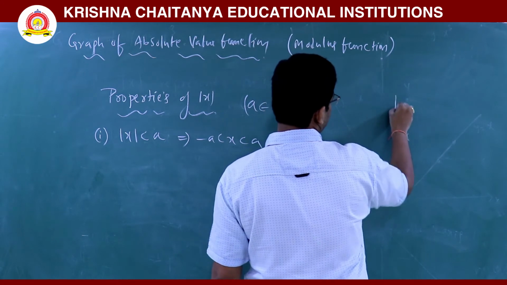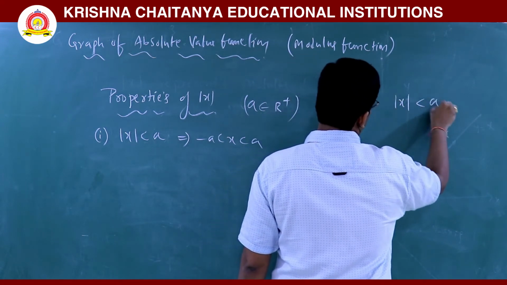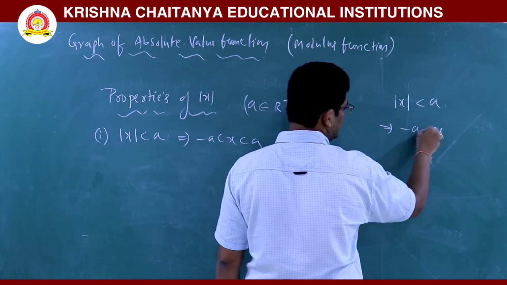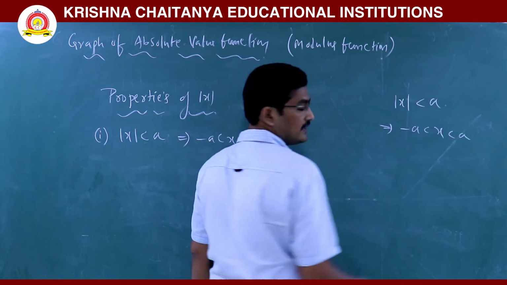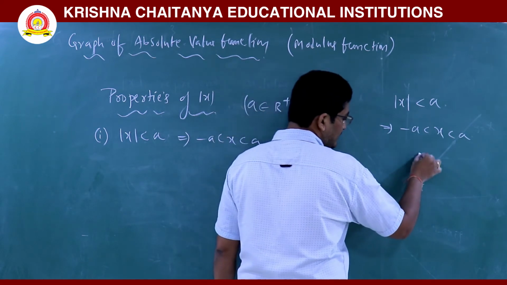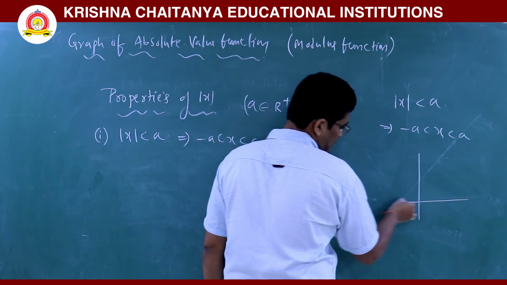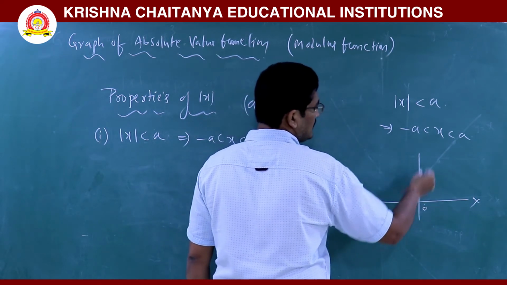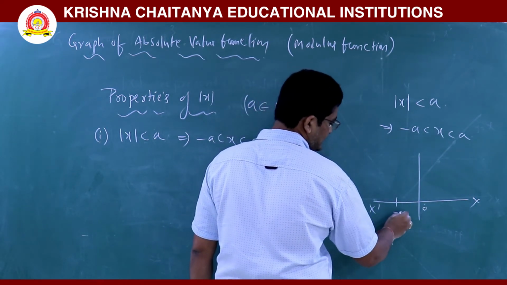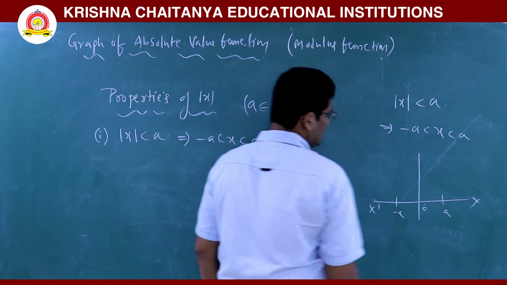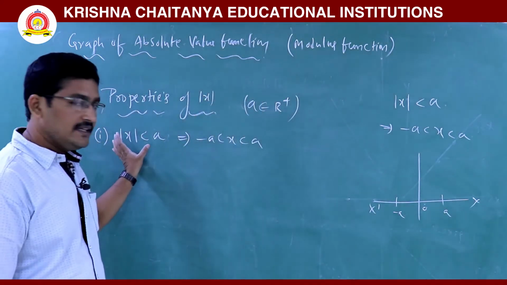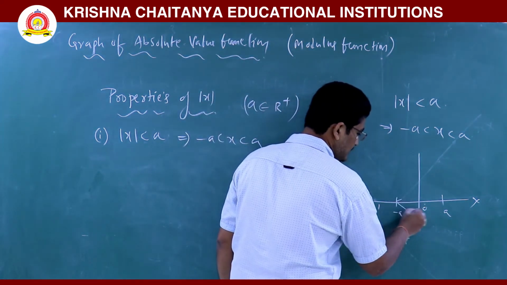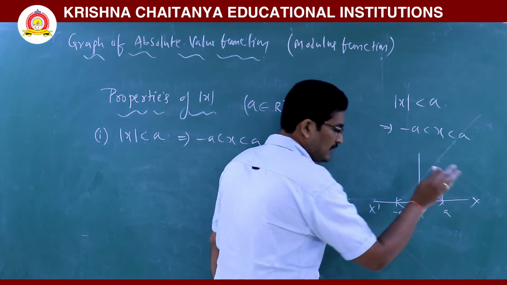Mod x less than a. That means x lies between minus a to plus a. Okay, so what is the meaning? Suppose this is a coordinate system. It is the x-axis. So x lies between minus a and plus a. This is the case. So if mod x is less than a, then we have to say x lies between minus a to plus a.